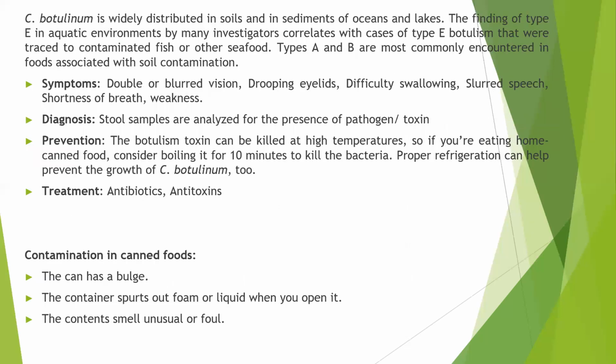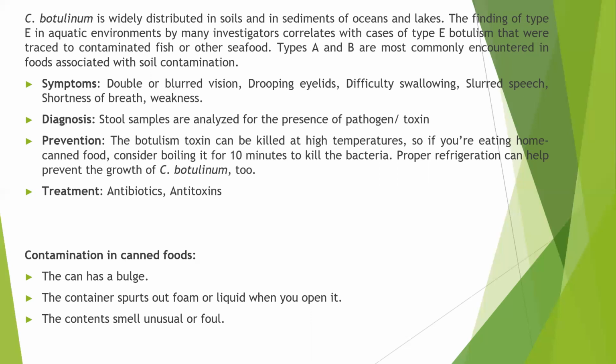Clostridium botulinum is widely distributed in soils and in sediments of oceans and lakes. The findings of type E in aquatic environments by many investigators correlate with the cases of type E botulism that were traced to contaminated fish and other seafood. Types A and B are most commonly encountered in foods associated with soil contamination. The symptoms include double and blurred vision, drooping eyelids, difficulty in swallowing, slurred speech, shortness of breath, and weakness. These are mainly caused by the neurotoxin.